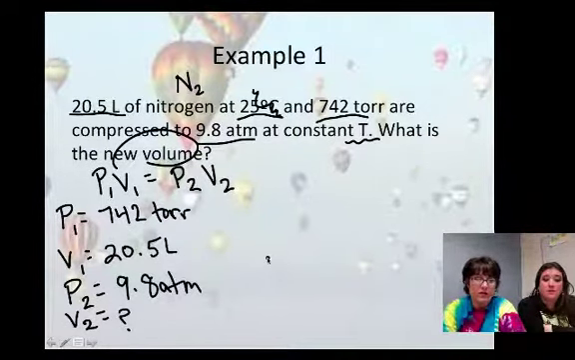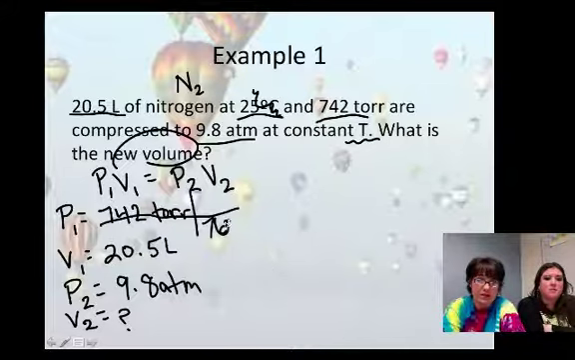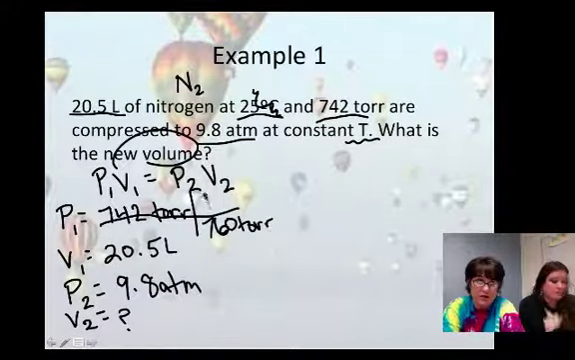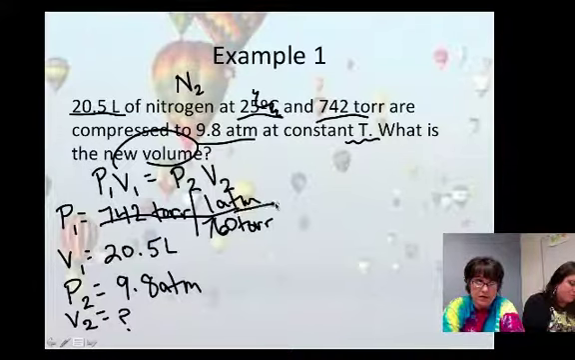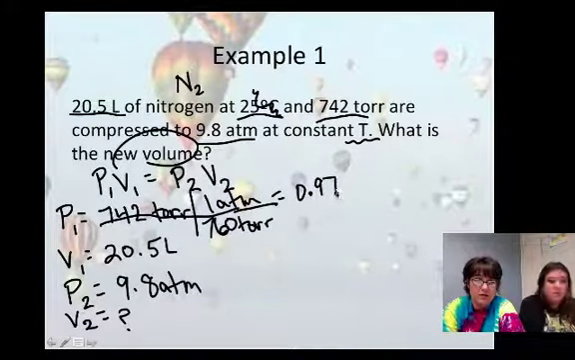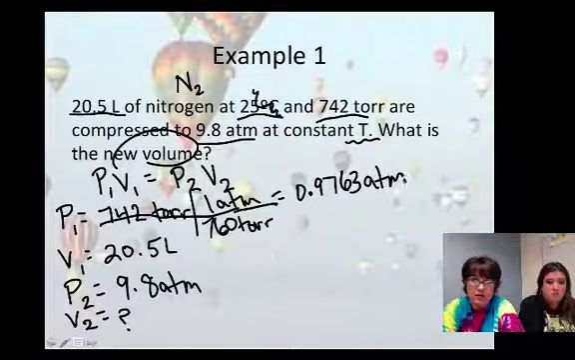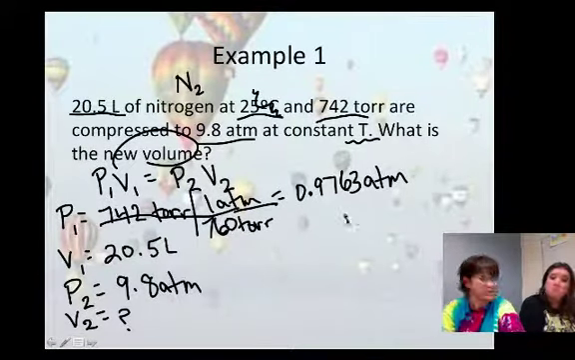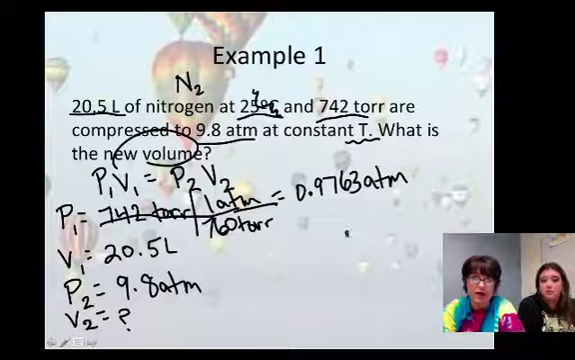So which do you want to work with, atmospheres or torrs? Let's work with atmospheres. All right, 760 torr are in 1 atmosphere. So 742 divided by 760? 0.9763. Okay, that could be a pressure in Falcon because we're always less than 1. Well, unless it's a high pressure system, but we don't usually get above 1. And we're going to find the volume.